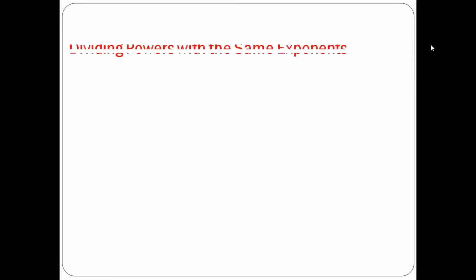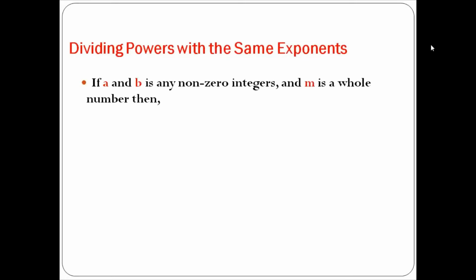Let's see the fifth law of exponents: dividing powers with the same exponents. If a and b are any non-zero integers and m is a whole number, then a raised to the power of m divided by b raised to the power of m. Here in both the terms the bases are different, which are a and b, and they are non-zero integers, while the exponent or power is the same, which is m, and m is a whole number.